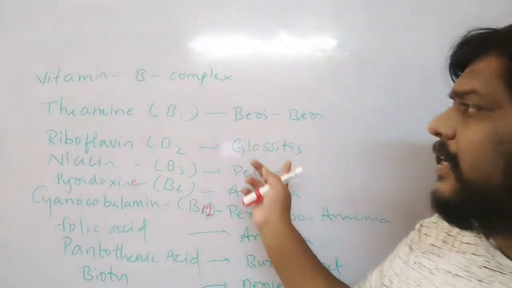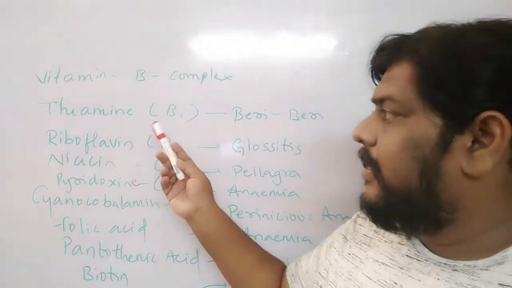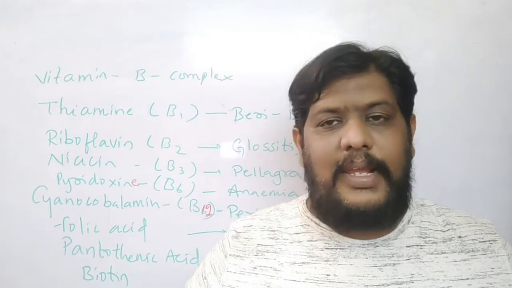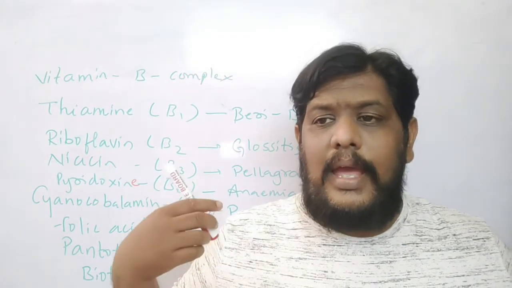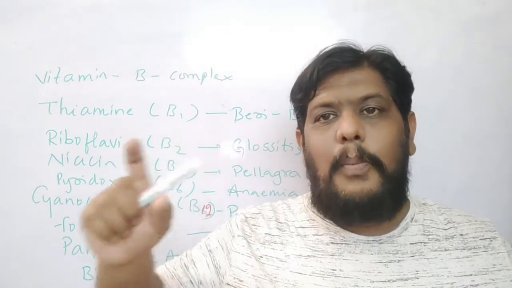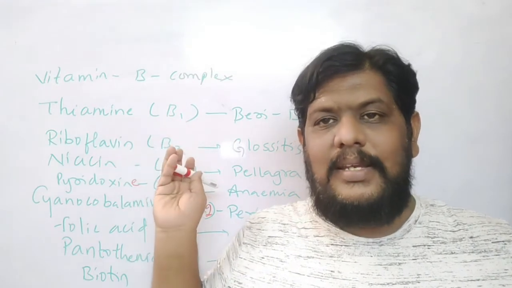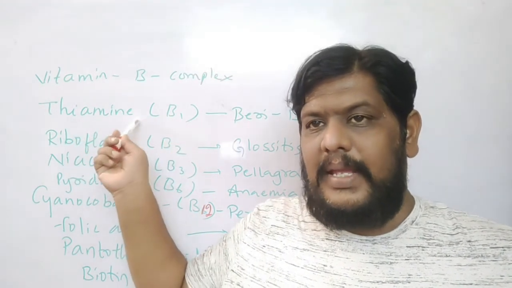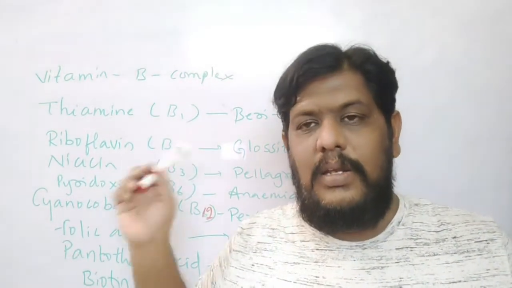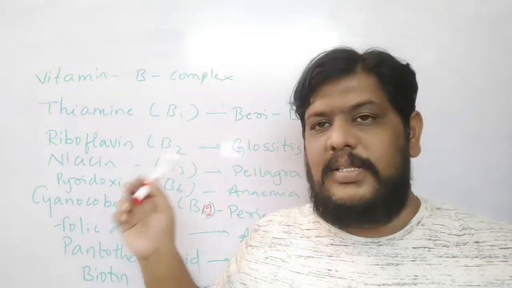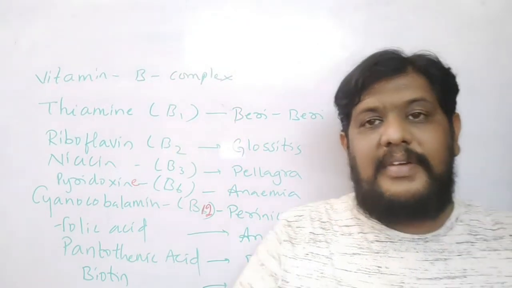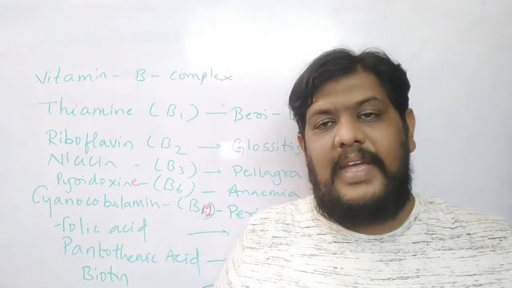So this is about the vitamin B complex. In vitamin B, we have read about thiamine, riboflavin, niacin, pyridoxine, cyanocobalamin, folic acid, pantothenic acid, and biotin. All these together are called vitamin B complex. We have seen the chemical names: B1 is thiamine, B2 riboflavin, B3 niacin, B6 pyridoxine, B12 cyanocobalamin. We have also seen the deficiency diseases, the symptoms, and the sources.